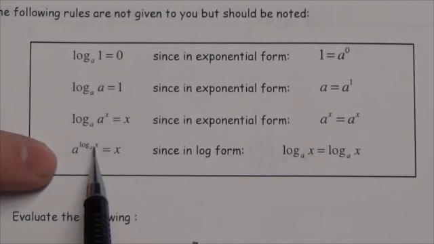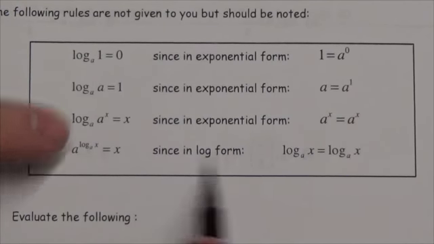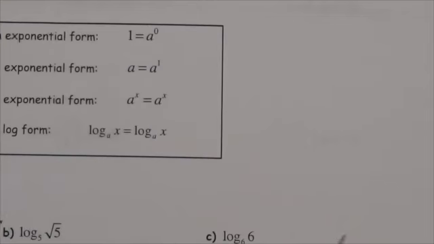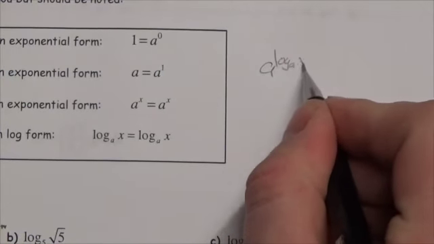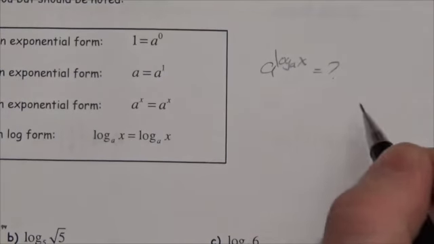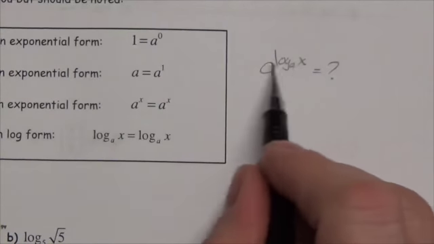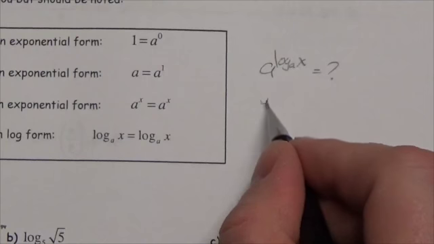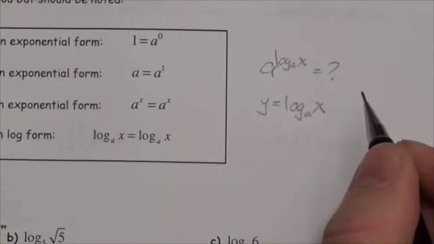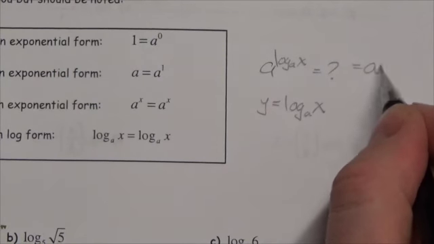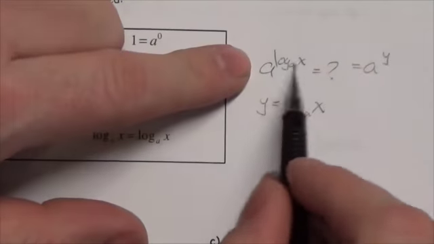A to the log base a of x is equal to x. Now, I tell you what, let's take a quick look at that. When we talk about a to the log base a of x, and we say I don't know what that is, typically the issue here is this exponent. I'm not entirely sure what to do with the exponent, so I'm going to make this y equals log base a of x. So in other words, what I've got here is a to the y. That's what I'm going to do. I'm going to replace that.